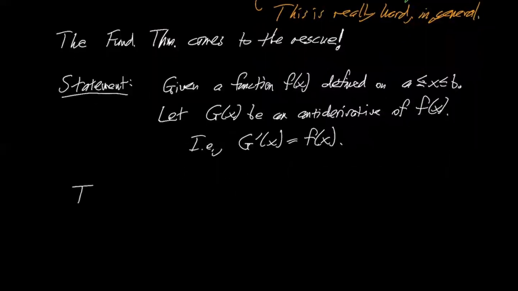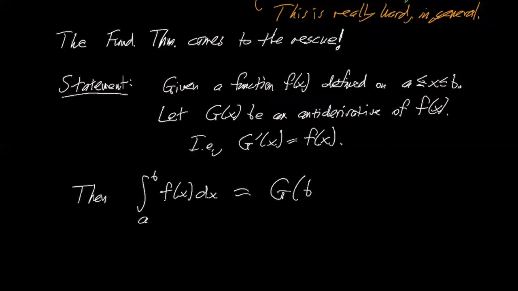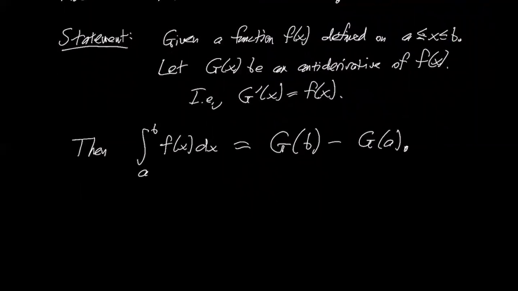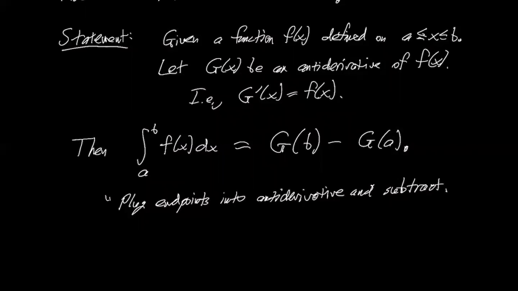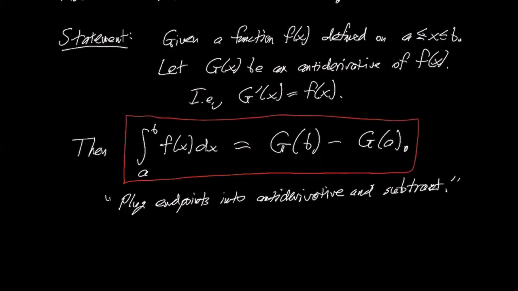Then this amazing thing happens. The integral from a to b of f of x dx, all you've got to do is find this antiderivative, plug in the endpoints, and subtract. It's G of b minus G of a. So, in words, it's plug endpoints into the antiderivative and subtract. Okay, and this is amazing. It gives us a way to very easily evaluate, find the areas under lots of weird curvy things.